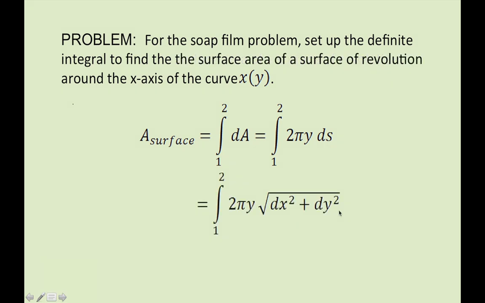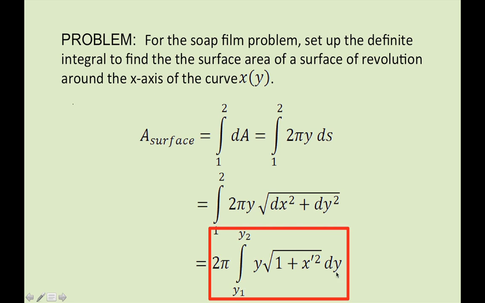To solve this problem, you should have plugged in the definition for ds, which is just square root of dx squared plus dy squared. Then you can go ahead, factor out the dy, and set the integrand from y1 to y2. This will give you the correct definite integral. If you were able to set up this definite integral, then good job! You are now ready to go on to the next section. If not, you can get some extra practice by completing problem 6.6 in Taylor's Classical Mechanics.